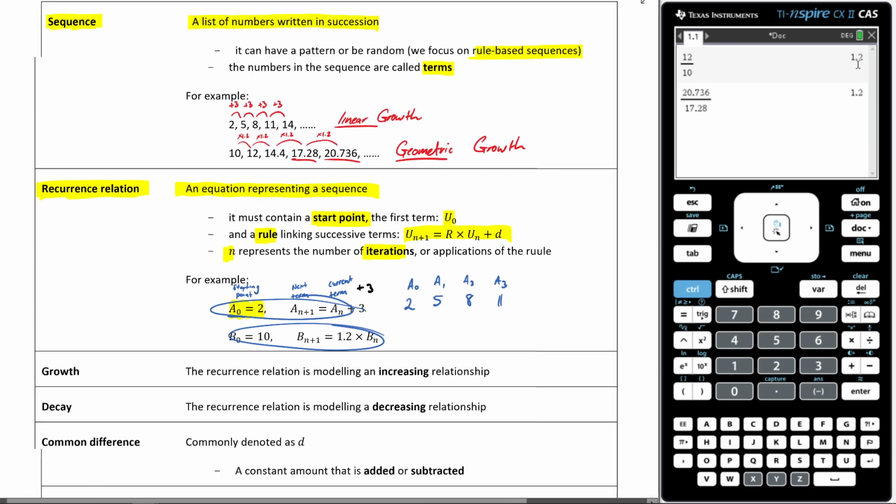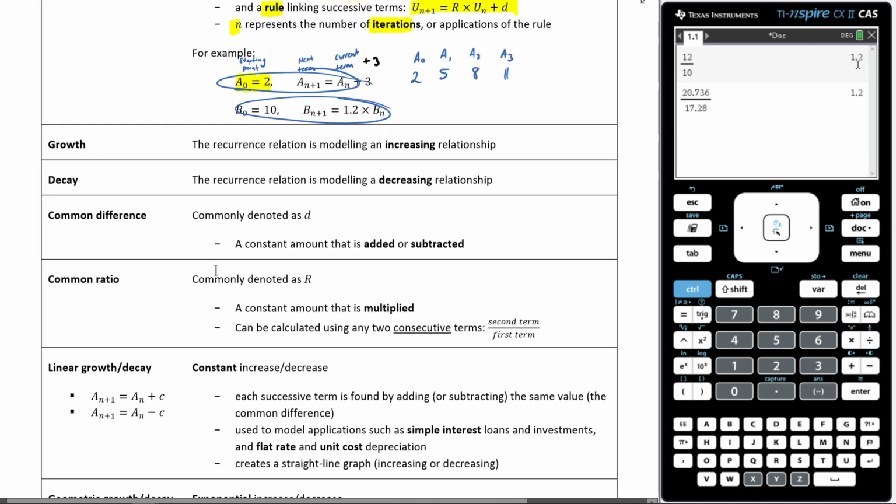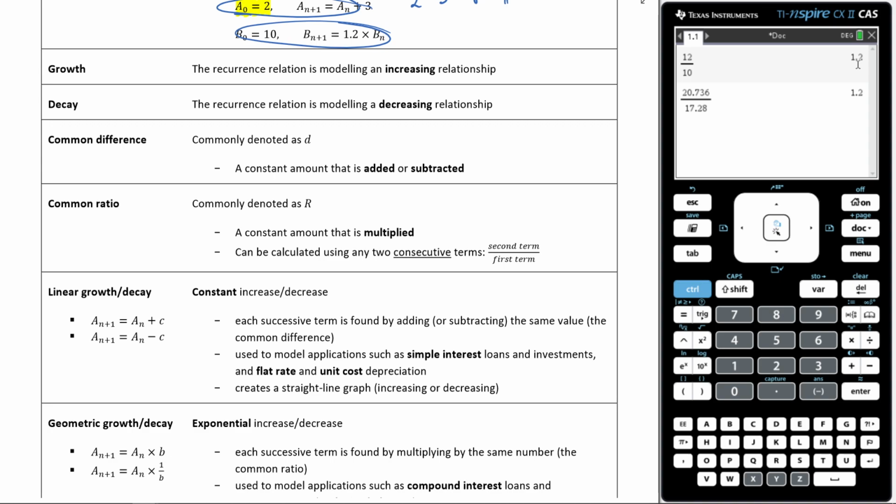Hopefully that makes sense for you. All right, let's keep on going here. Next, we have growth. What is growth? A recurrence relation modeling an increasing relationship. So if we have a recursion relation and it's increasing, it's a growth one. Decay is when the recursion relation is modeling a decreasing relationship. So in other words, it's going down.